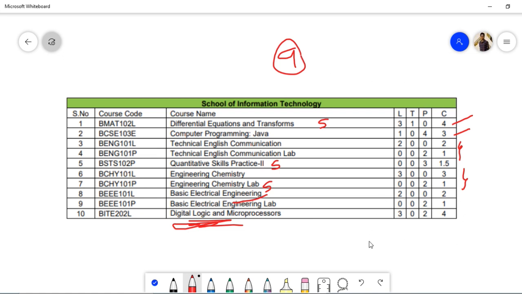Coming to the credits, how many credits are there? We can calculate now. 4 plus 3 is 7, 7 plus 2 is 9, 10, 13, 14, 16, 20, 21, and then 22 and a half credits you're going to take. Along with that, if VIT allows you to take any other extra courses, you can take them, it is your wish. In the next upcoming video, I'm going to cover the faculties.